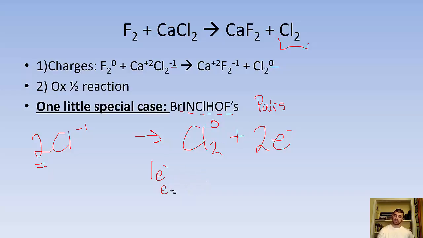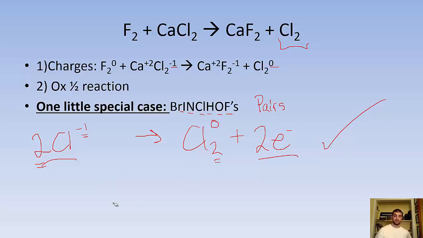Now let's check things, right? First, check to see that your elements are balanced. I got 2 chlorines on the left, and I got 2 chlorines on the right. That's good. Now let's check the overall charge. Well, if I have 2 chloride ions, each has a -1 charge, that tells me I got a -2 on the left. Let's check the right. I got 2 chlorines, 0 charge, but I also have 2 electrons. Each electron's -1. I got a -2 on that side as well. So that is my oxidation half reaction.